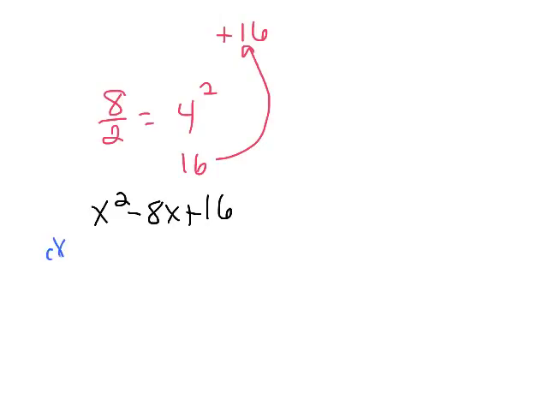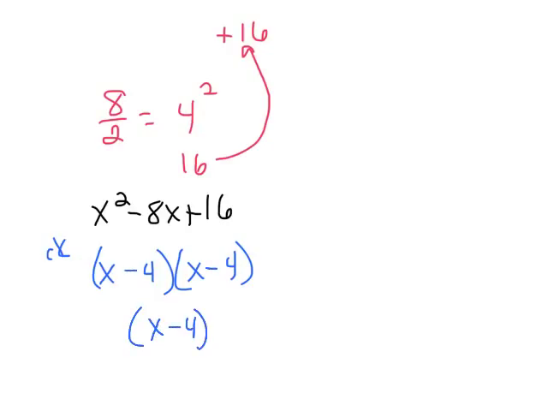We can check that by factoring it again. x and x. The square root of 16 is 4. The center sign is subtraction, so that's what's going to go in here. And that's the same binomial squared, so it works.